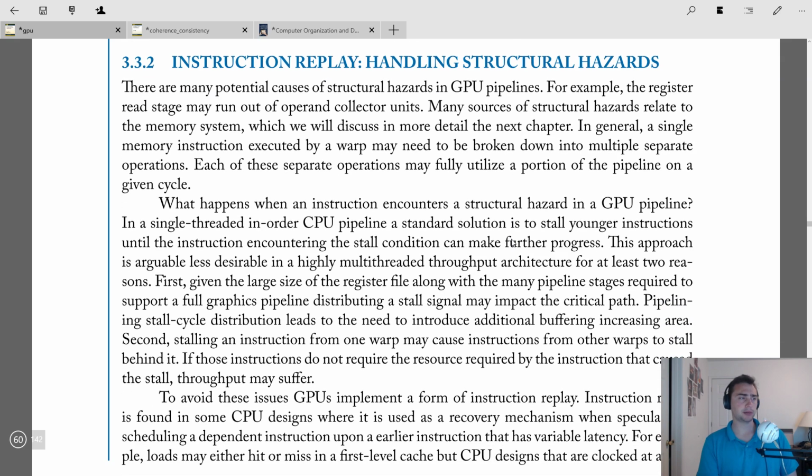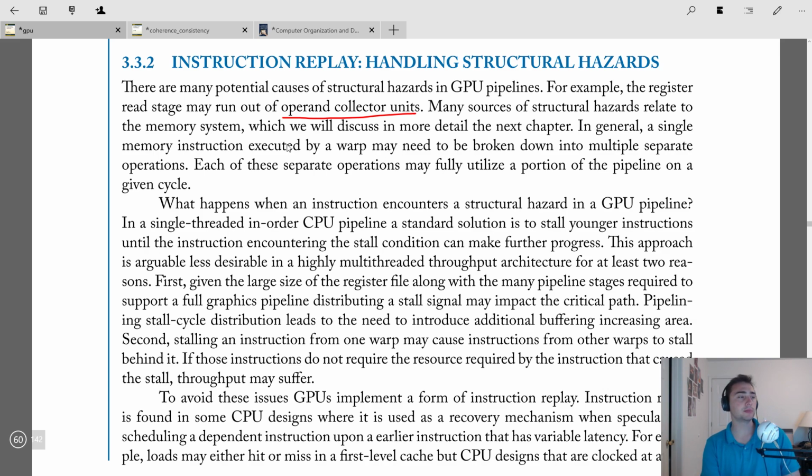And so now we're going to bring up this idea of instruction replay, right? There are many causes of structural hazards in GPU pipelines. It could be as simple as, in the read stage for the registers, we may just run out of operand collector units, right? So this can happen. Many sources of these hazards relate to the memory system. Now, we haven't really gone into the memory system. That'll be the next section after we talk about research directions and the landscape of research in this field.